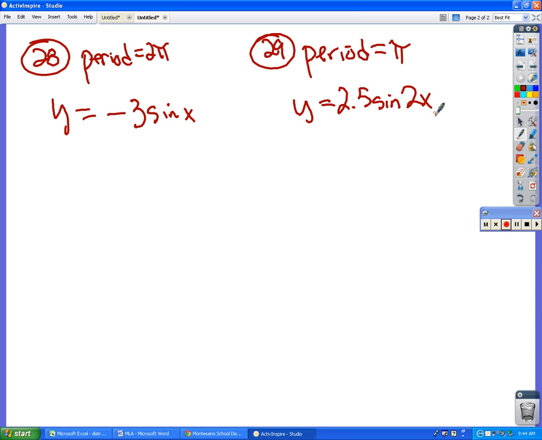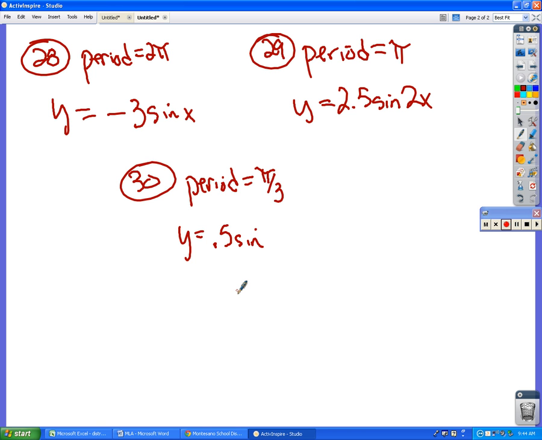Okay, so 30. How long does it take to complete one period? Pi over 3. Okay? So this is going to be a little bit tricky. First the easy part, the amplitude is 0.5. Then we need to figure out for the number that goes in front of the x, how many cycles does it complete between 0 and 2 pi?